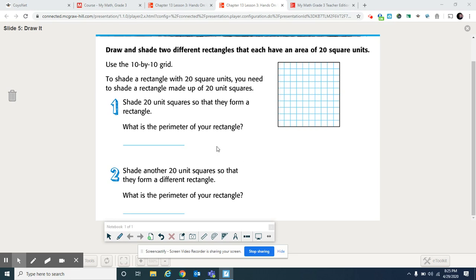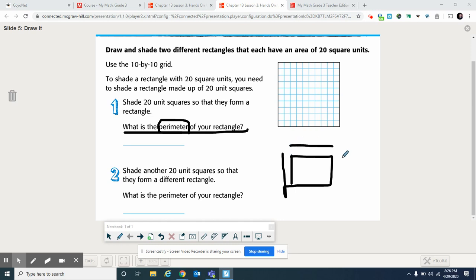Okay, and then the question is, what is the perimeter of your rectangle? So we'll be talking about perimeter, that is the outside of the figure. That means the measurement of the outside of the figure. For example, we have a square here. So what is the measurement of the outside of the figure? That is the perimeter.